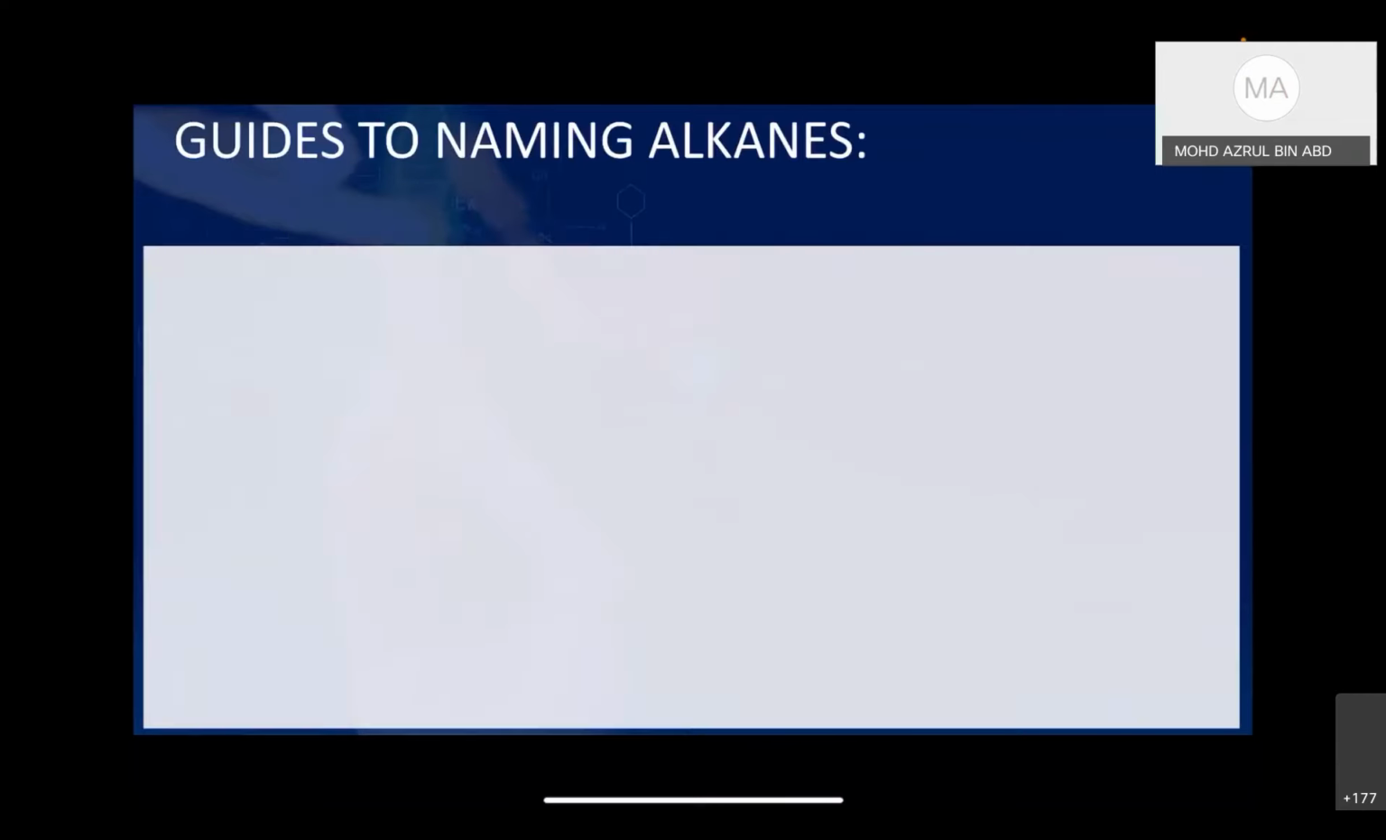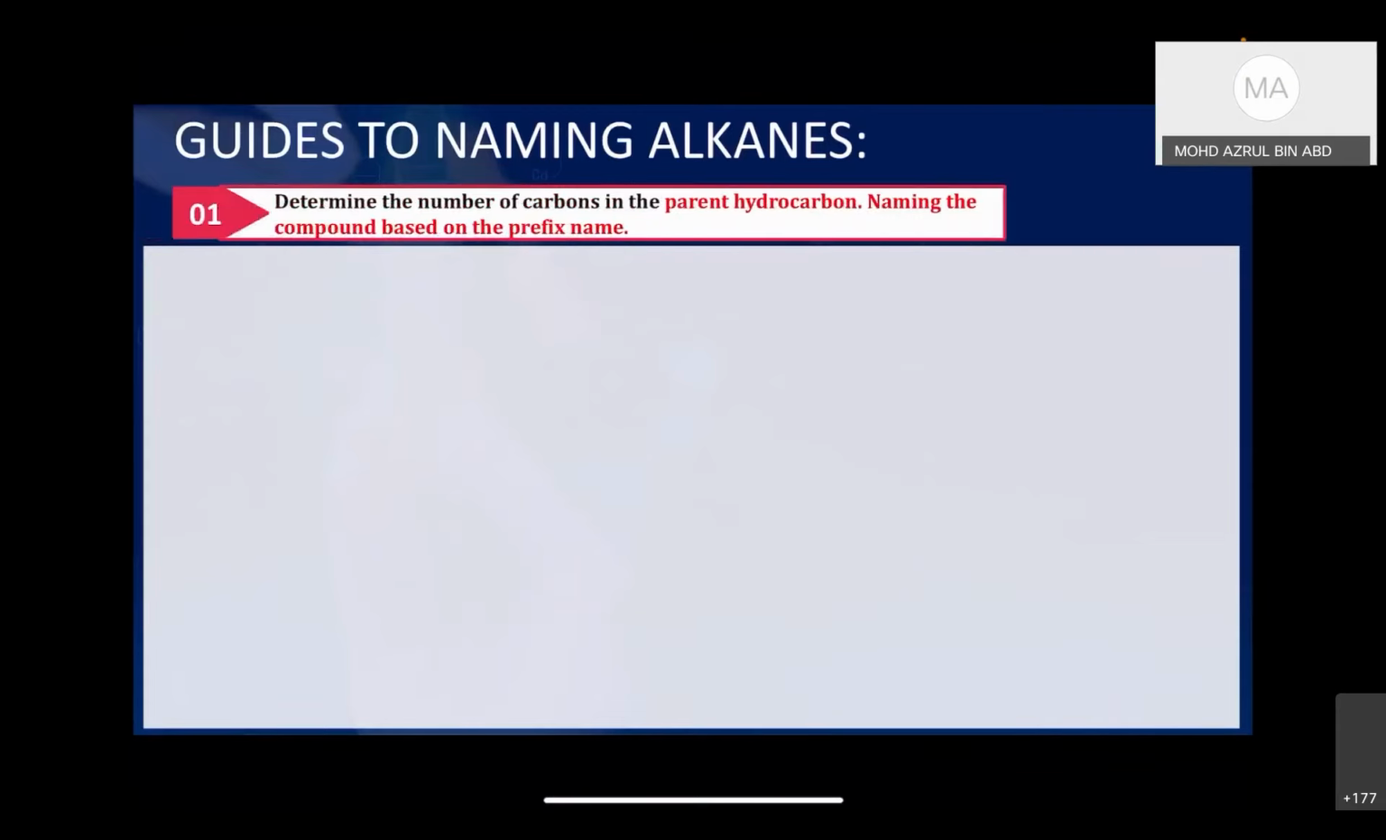Alright, we move on. So this is how to name the alkane. First, you must determine the number of carbons to determine the parent chain. For example, like this one. When you get the compound here, the first thing you need to do is determine the longest chain. For example, in this one the longest chain is 1, 2, 3, 4, 5, and 6.